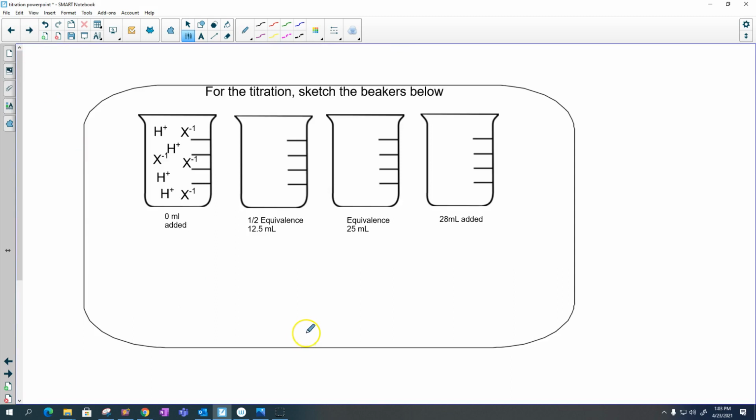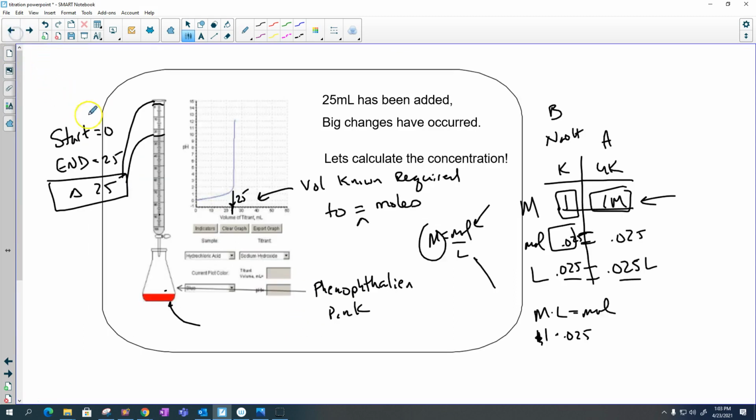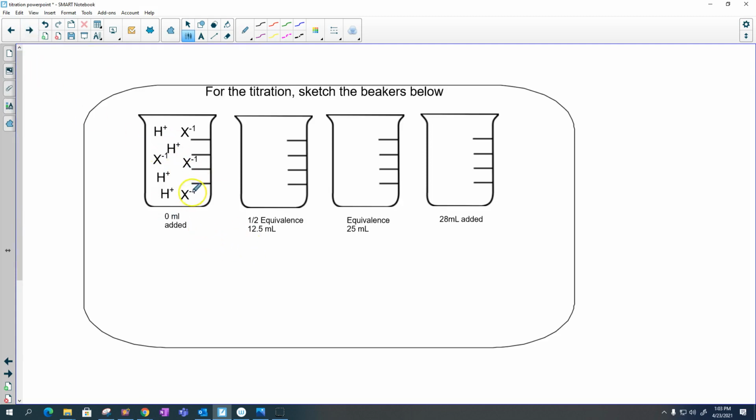Alright, so let's sketch these beakers out here. Again, we've got this little titration here. What does it look like at 0, 12.5, 25, and even one farther, 28? In this case, this is the 0. Now, at the 25, we call it the equivalence. And this would be that I've added enough hydroxides to completely match my H pluses.